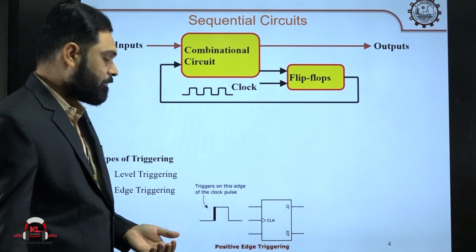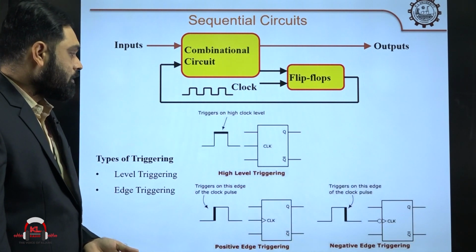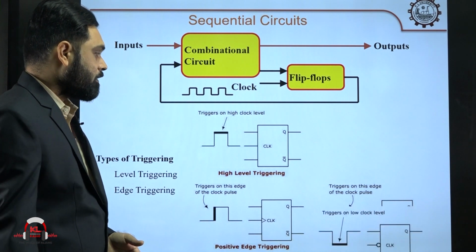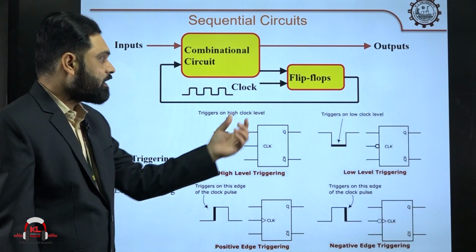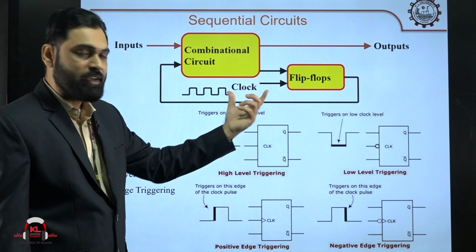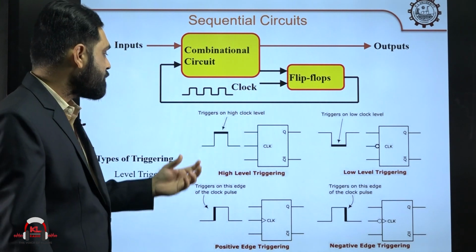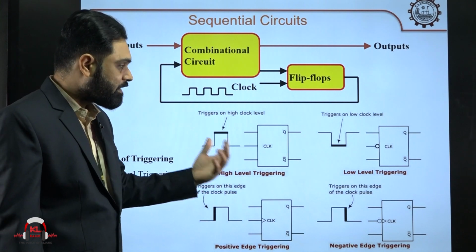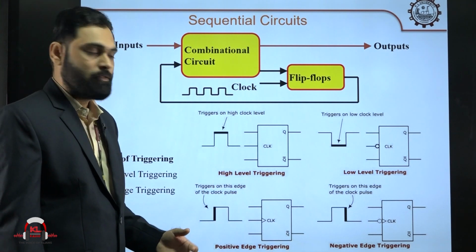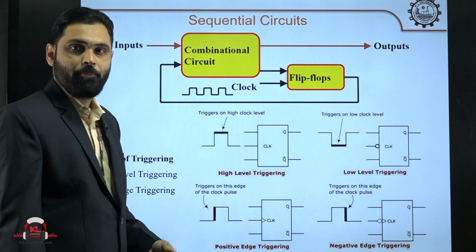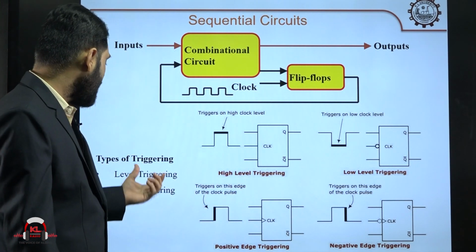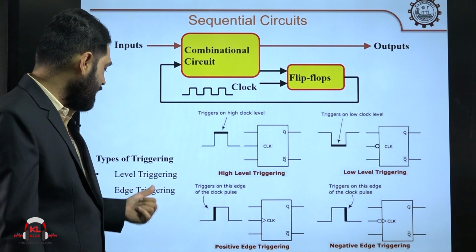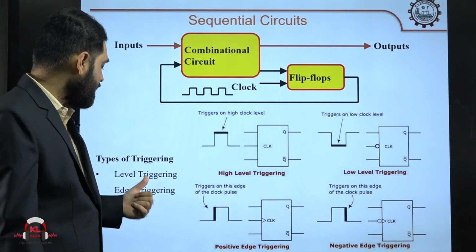And before going to the flip-flops, I will give an overview regarding how these flip-flops and devices will be triggered. Triggered means you have to apply some clock pulse, and there are different types of clock pulses. We will see how these clock pulses are applied. These are the types of triggering. Under types of triggering we have level triggering and edge triggering. Two techniques are there.